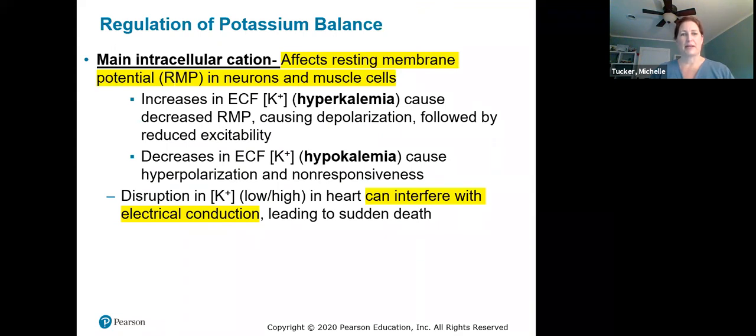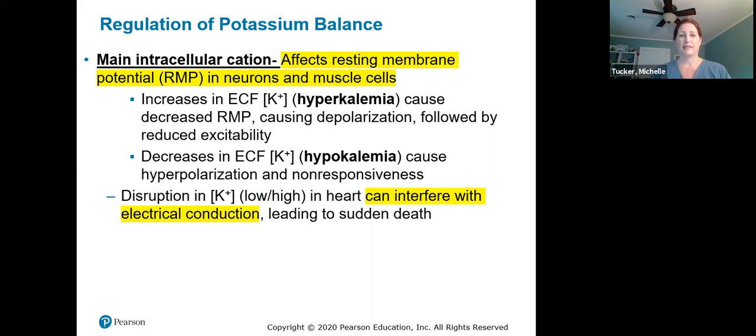For potassium balance, so for the remaining ions, we have potassium, calcium, and phosphate. I'm going to explain why those three are important. So what do they affect? And then what hormones are going to control their reabsorption or their secretion, so their regulation.